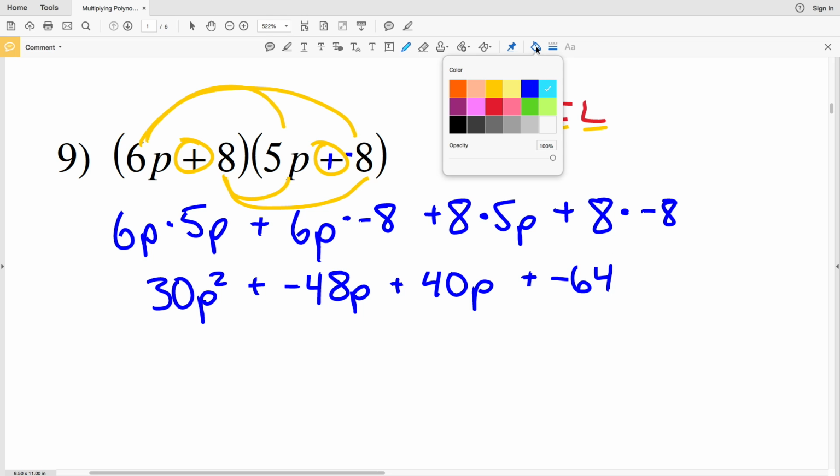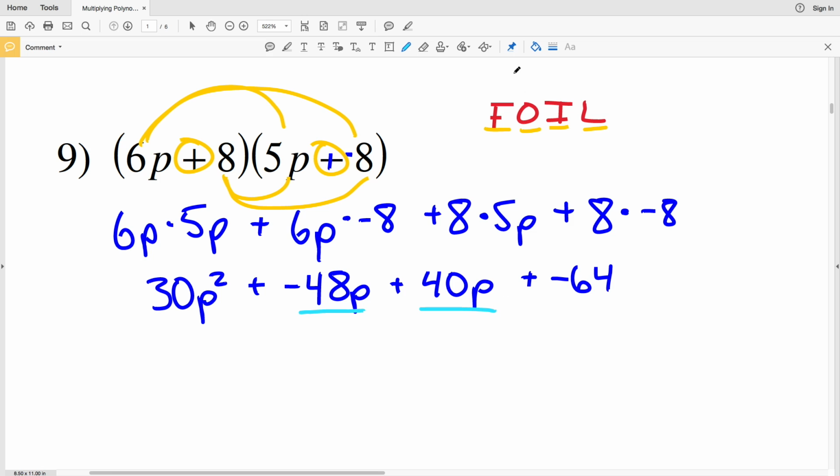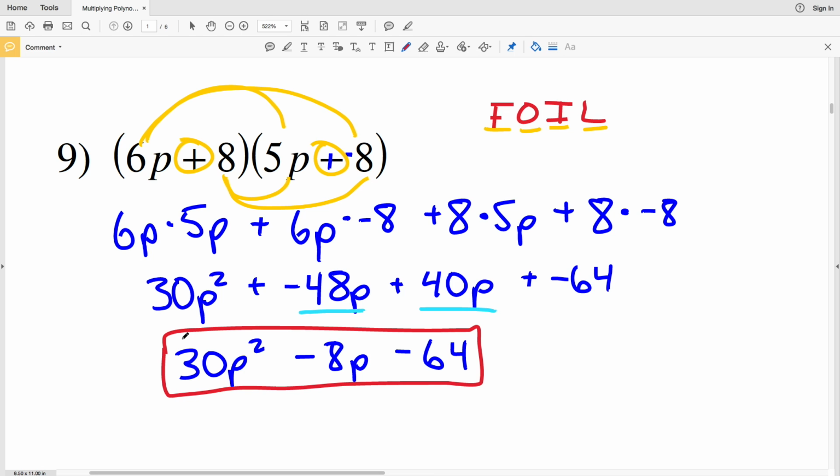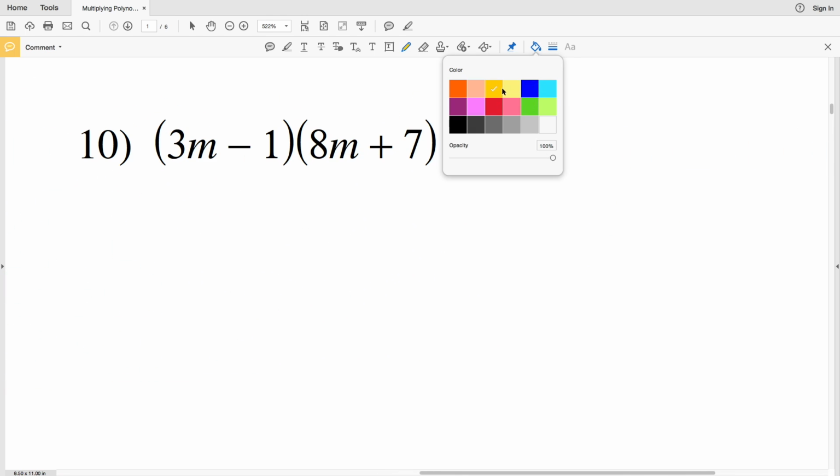Now we're going to have to combine our like terms, which there are two of them in this new polynomial, negative 48p and a positive 40p. So rewriting the 30p squared, we're going to add a negative 8p, since negative 48p plus 40p equals negative 8p. However, adding a negative is the same as subtracting that positive, so we're going to subtract 8p. And then as opposed to adding negative 64, let's go ahead and subtract the positive 64. So our answer for number 9 is 30p squared minus 8p minus 64. On to number 10.